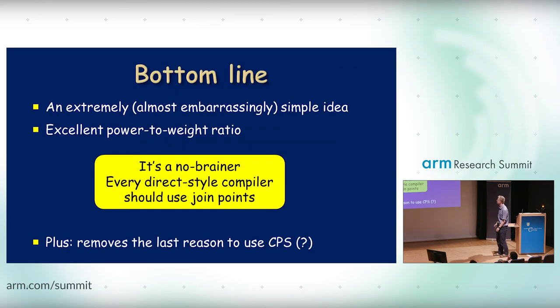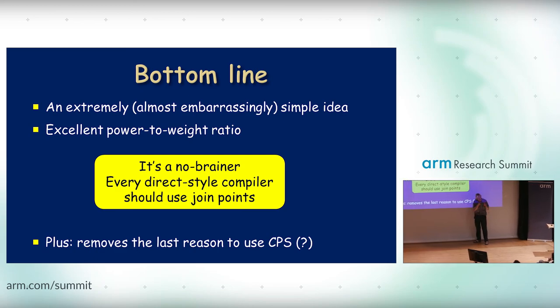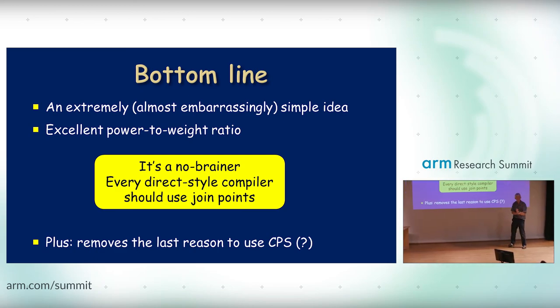That was very nice. So this is my final slide, really. I think if you're implementing, and all of you are, I suspect somewhere you've got little functional languages inside your compiler space, if you're implementing a direct style, lambda-ish compiler, you should consider using join points in your intermediate language. And I think for the CPS folk among us, this is my open challenge. Are there any remaining reasons to use CPS? Guys, tell me. Okay, thank you.